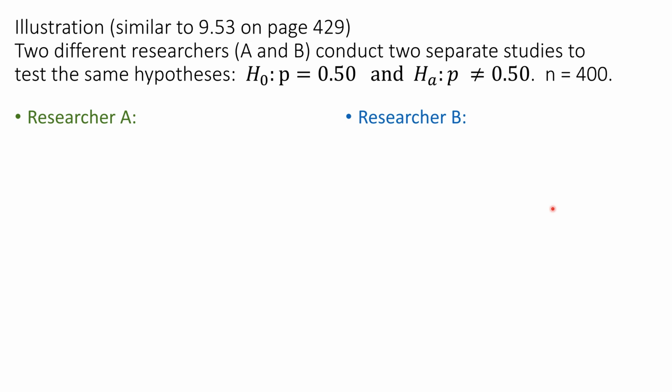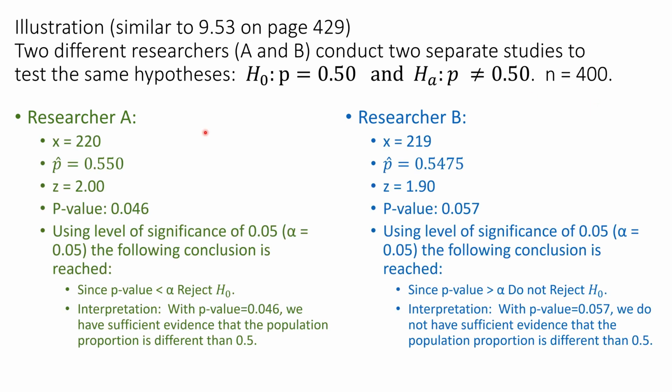Here is an example. Two different researchers conduct two separate studies to test the same hypothesis: either p equals 0.5 or p doesn't equal 0.5. The sample size is 400. If we only use p-values, since the level of significance is 0.05, we can say the following conclusion is true for research A: we reject the null hypothesis.